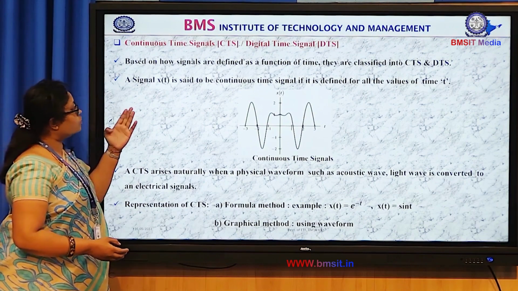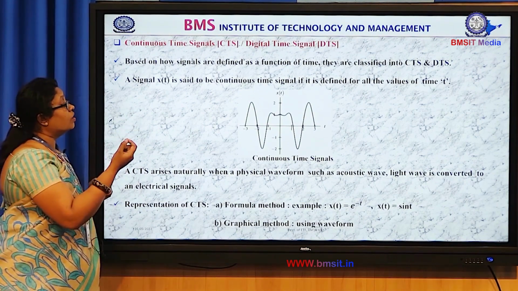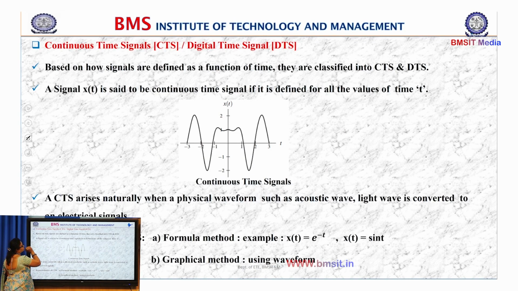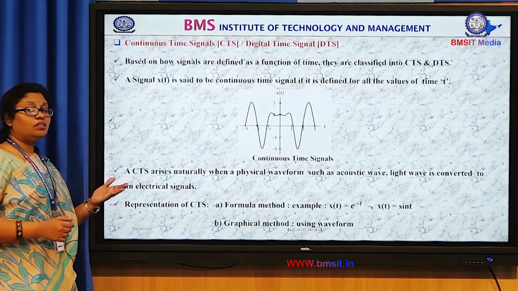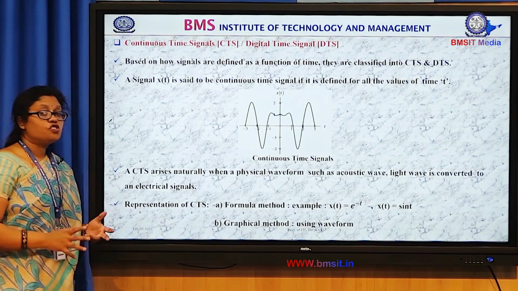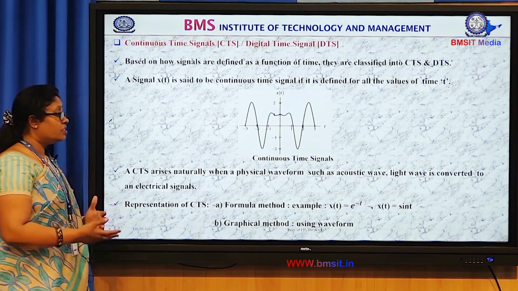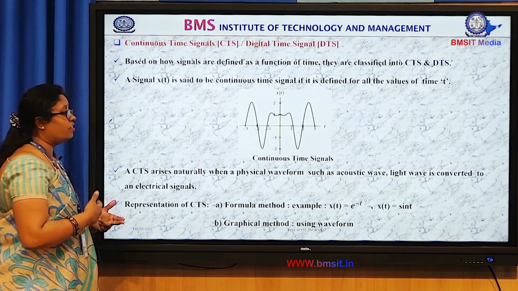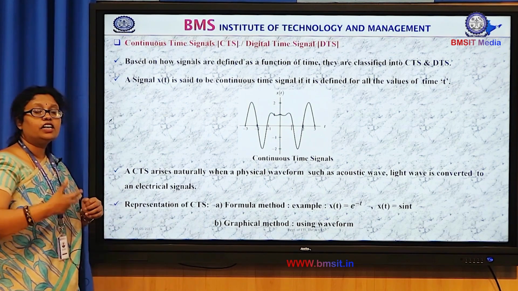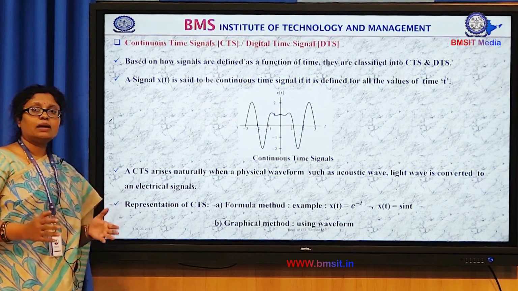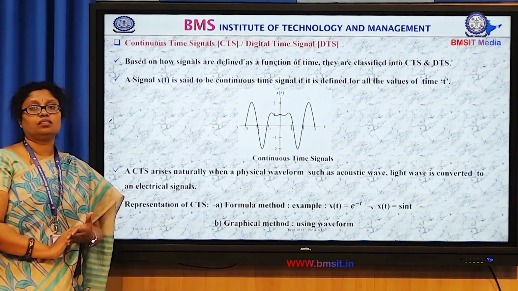Generally we have a notation for the continuous time signal as x of t. A signal x of t is said to be continuous if it is defined for all the values of t, and one such example is this continuous time signal. It can be defined continuously throughout the time interval. Generally, continuous time signals are naturally occurring signals, where a physical waveform such as an acoustic wave or light wave is converted to electrical signals. So in real time, whatever signal we get is continuous in nature.